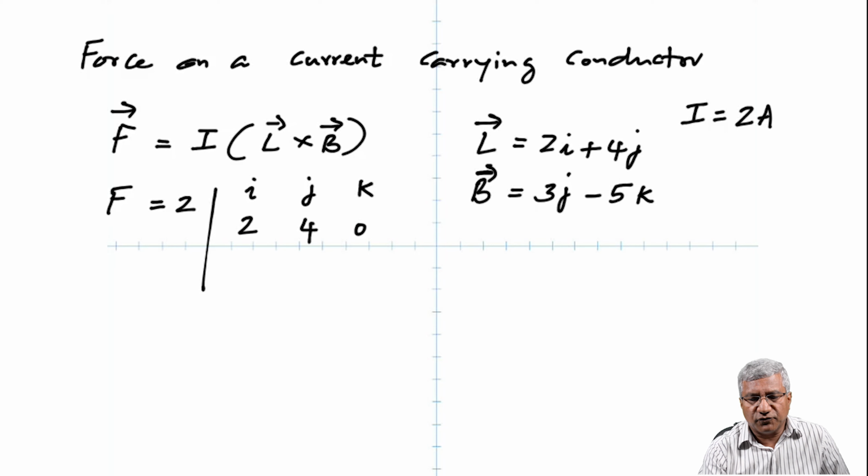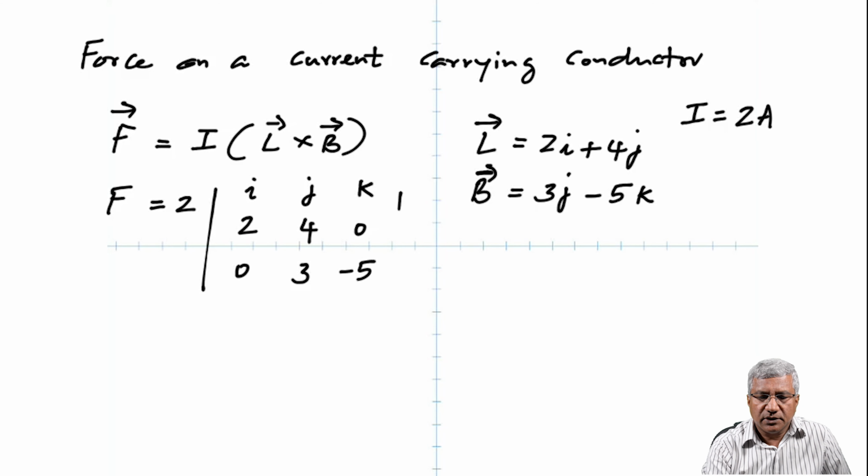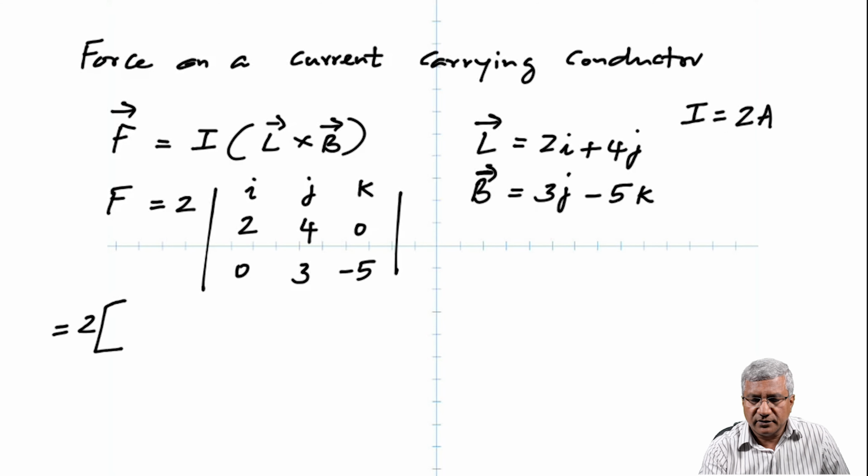All right, again, 2, 4, 0. 0, 3, minus 5, and then you take the cross product. I'm sure you know how to take the cross product. When you try to find the coefficient of I, you just go 4 times negative 5 minus 0 times 3, which is of course 0. So 4 times negative 5, that's negative 20.